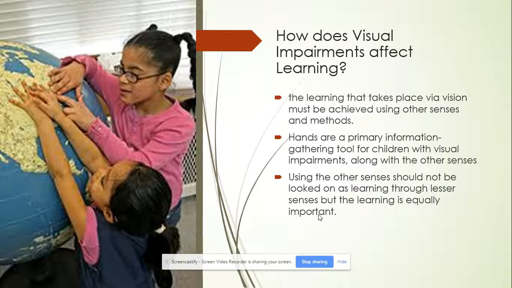How does visual impairment affect learning? The learning that takes place via vision must be achieved using other senses. Hands are a primary information gathering tool for children with visual impairments, along with other senses. Developing good learning or listening skills are also very important. Using the other senses should not be looked on as learning through lesser senses, but that learning is equally important. So just because they can't see with their eyes or have problems seeing with their eyes doesn't mean that they're less capable through their ears, through their hands, through taste, other senses.